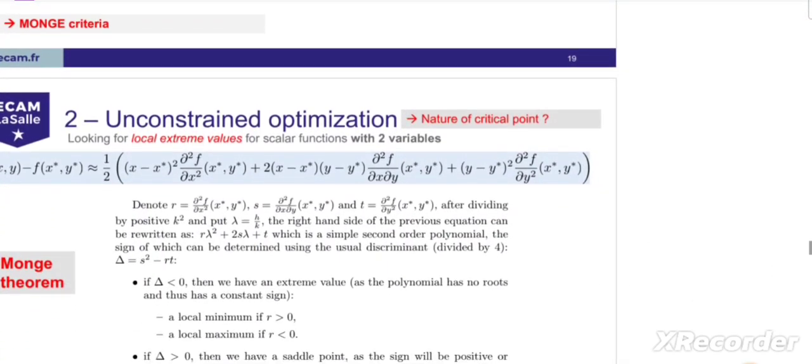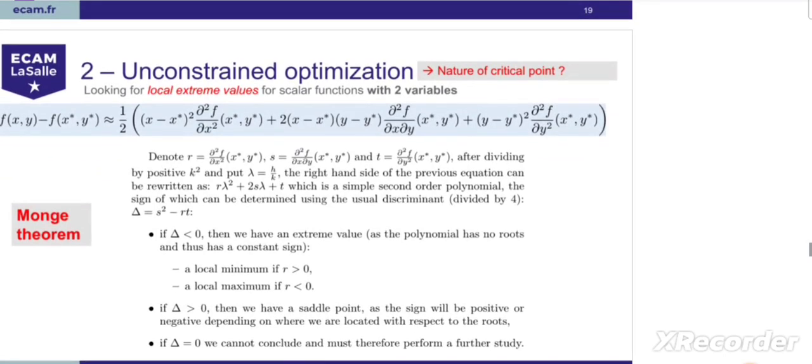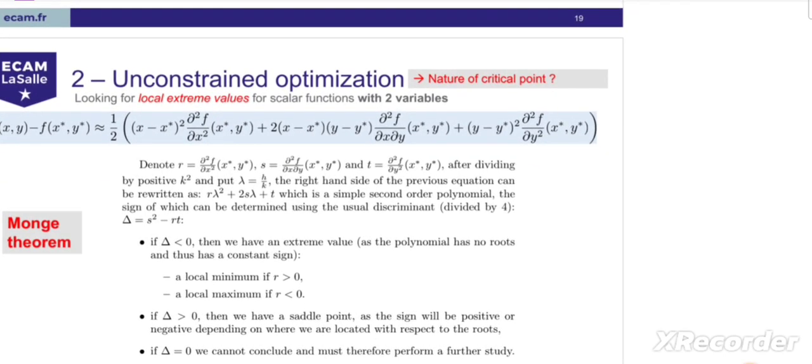So that's the Monge criterion that you learned last year. In year 1, we have that this thing is about, well, the gradient part is equal to 0.